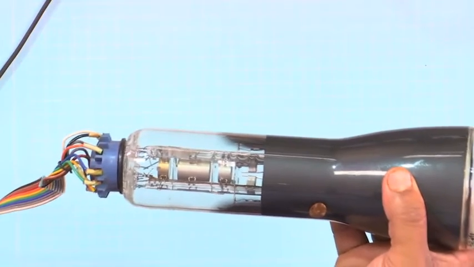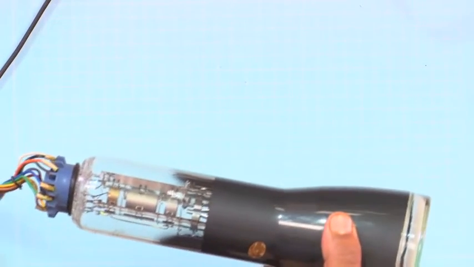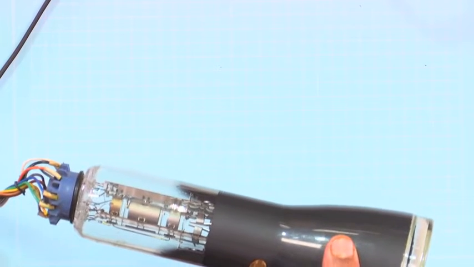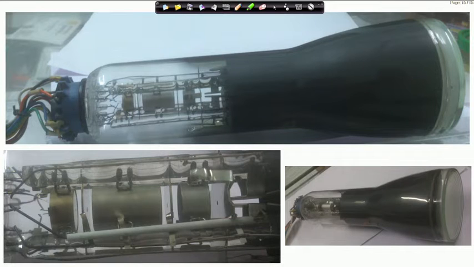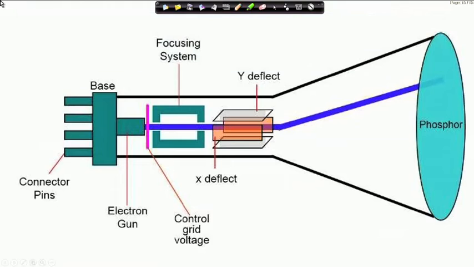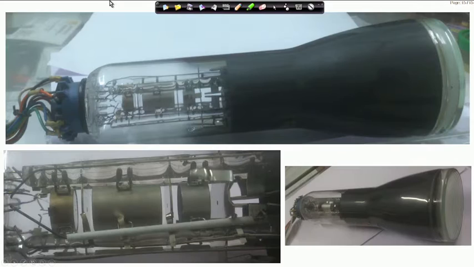So here, can you see? I have taken a picture of the same figure, so here things are clear. Just check it here. If you see this part, it is basically generating electrons. So we have a filament, you see this, and these two connections are basically for the filament, and then we have the cathode plate.